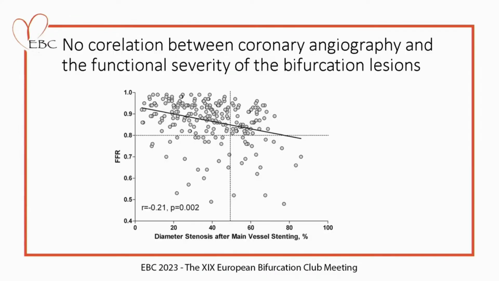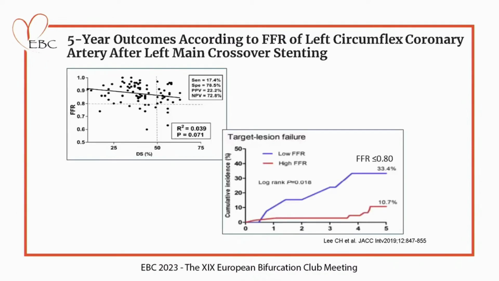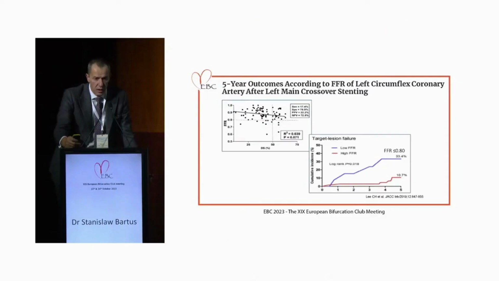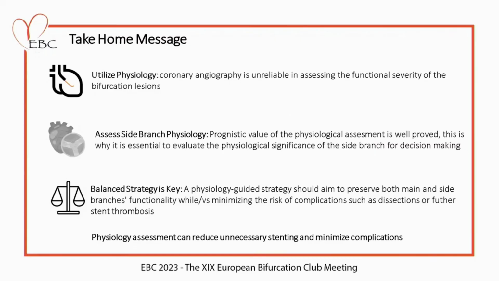Because there is completely no correlation between coronary angiography and the functional assessment of bifurcation lesions, and there is a strong correlation between FFR and prognosis, especially in the circumflex artery, the jailed circumflex artery. So it is really important to use physiological assessment of the bifurcation.